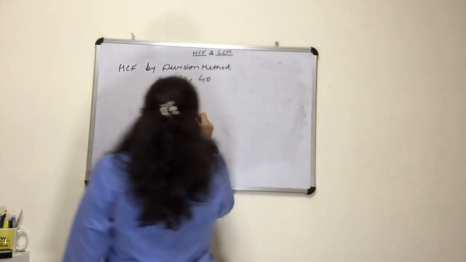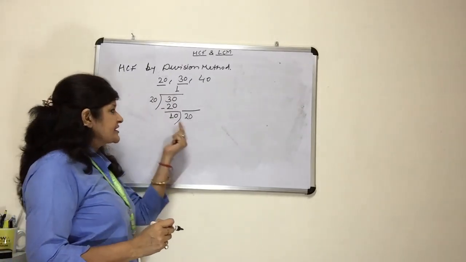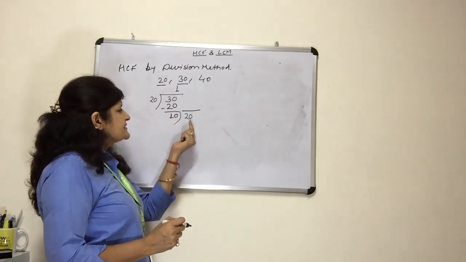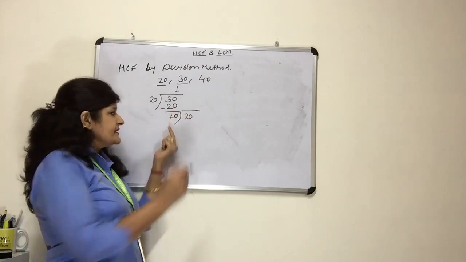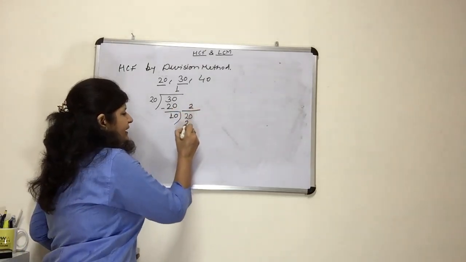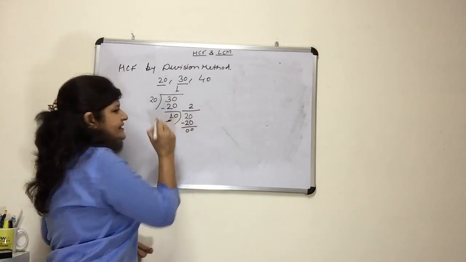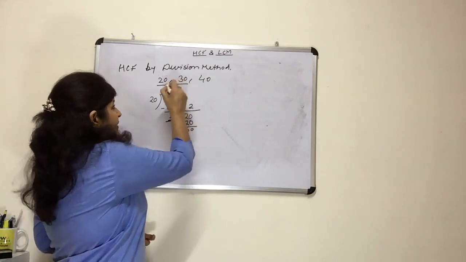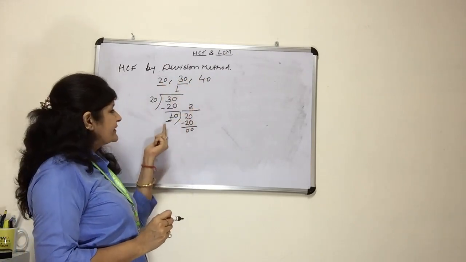Right? So this is the divisor here, but when we come over here, it becomes the dividend. And whatever be the remainder, it becomes the divisor. So 10 twos are 20. 10 is the number we get. Now we have three numbers; for 20 and 30, the HCF of 20 and 30 is 10.